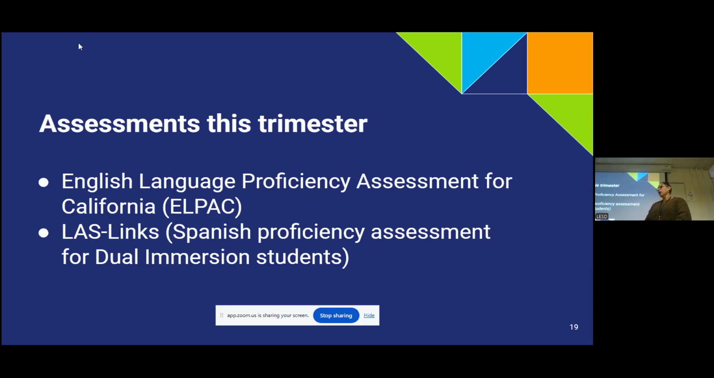Our focus is to administer to our 3rd through 5th grade and then our 6th through 8th grade the reading, writing, and listening, as well as the speaking. And then we'll focus on K-2 once we're completed with that grade span, the 3rd through 8th grade students. In addition to that, our students who are in our dual immersion program take an assessment called Los Links, and that also measures their academic Spanish, how they're doing and progressing in listening, speaking, reading, and writing.